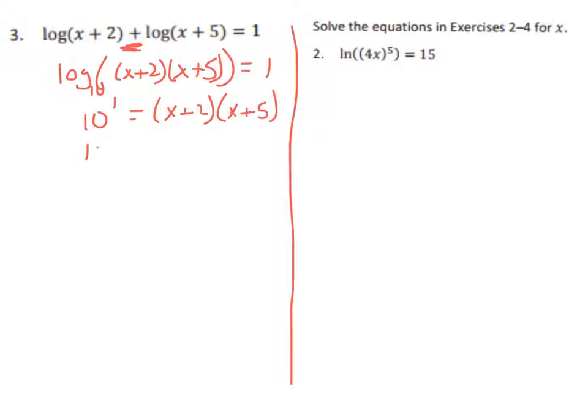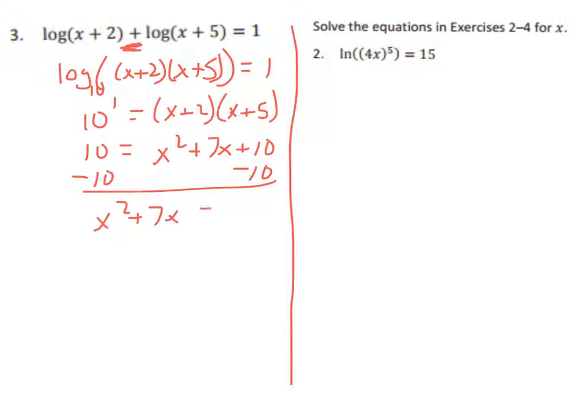So then we know that's 10. We have to do the old FOIL, or remember the box method. If you need questions in class. If you do the box method, you'll get x times x, which is x squared. And you'll get a 7x, and you will get a 10. Move the 10 over. So now I have basically x squared plus 7x equals 0. And just remember we got to factor.